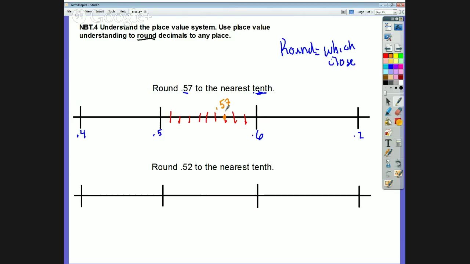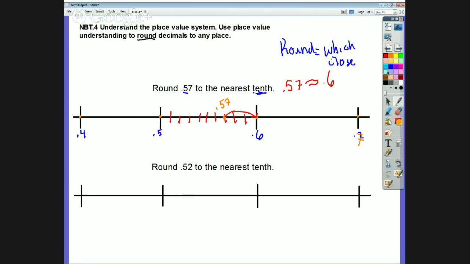And we can ask ourselves, which tenth are we closer to? Are we closer to 5 tenths? Are we closer to 6 tenths? Or are we closer to 7 tenths? With this diagram we can see pretty easily that we're actually closest to 6 tenths. So we're going to round this up. 57 hundredths is rounded up to 6 tenths.